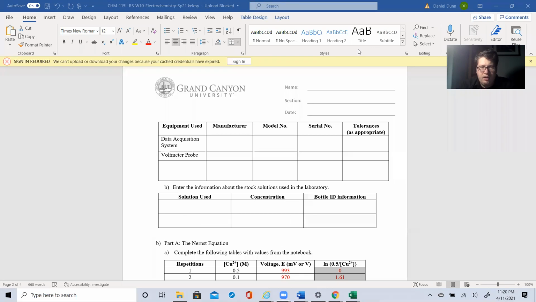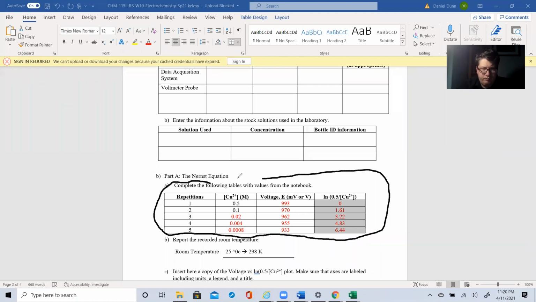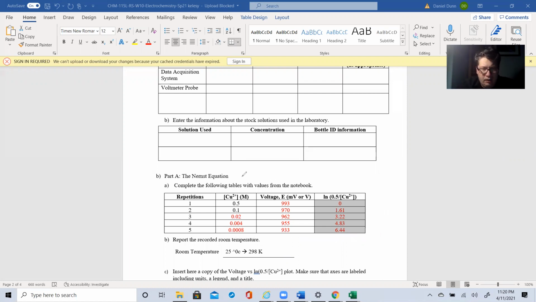Okay, moving on. This is the stuff you guys should have done. It's this stuff right here. This is the concentration after diluting the copper solution. Here is the voltage you got. Fill that in. All of the values I have are in millivolts. I don't care if it's millivolts or volts as long as you keep consistent. It doesn't matter to me too much.